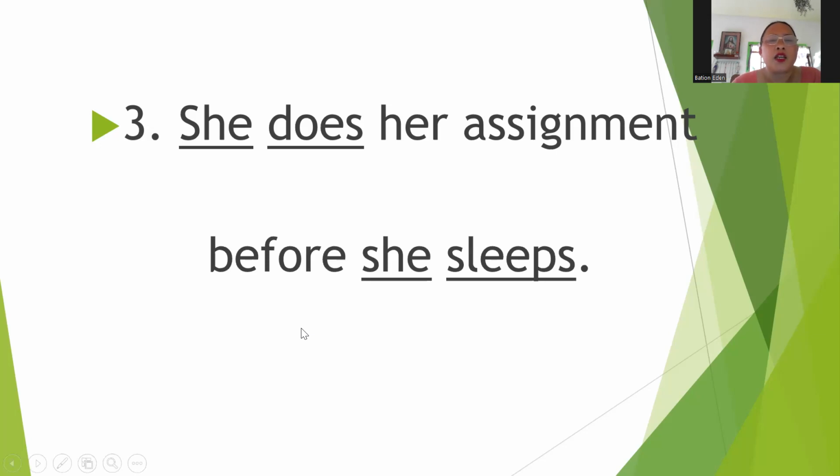And another is before she sleeps. Actually, the whole sentence is she does her assignment before she sleeps. So if you notice, the underlined verb sleeps is agreeing with the pronoun she. Okay.